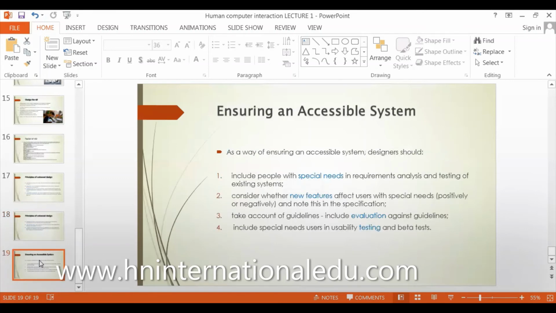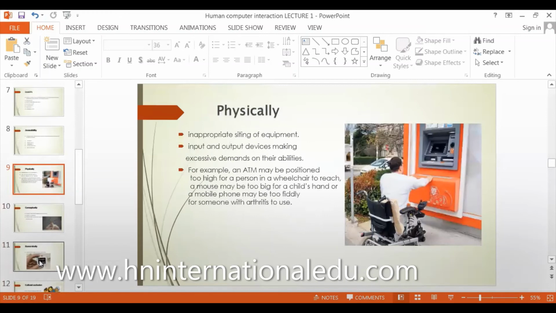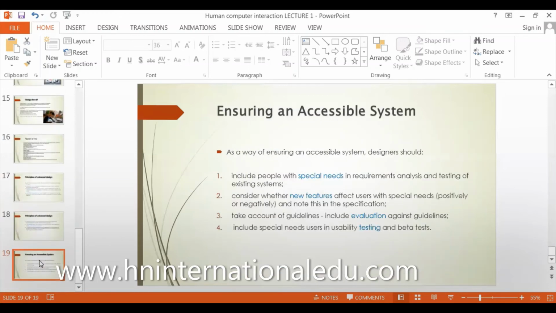Ensuring an accessible system. The system must be accessible to everyone and a designer has to ensure it. As a way of ensuring an accessible system, the designer should include people with special needs in requirements, analysis, and testing of the existing system. As we discussed before, my system must be accessible to all the users, like I showed you here. This was not accessible for everyone, so my system must be accessible to everyone.